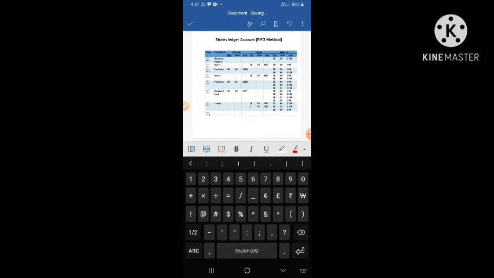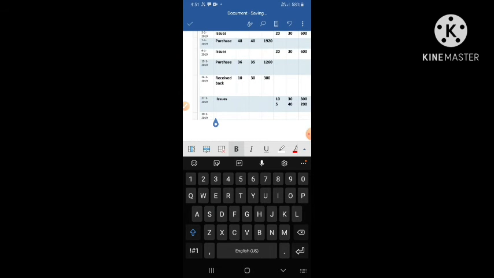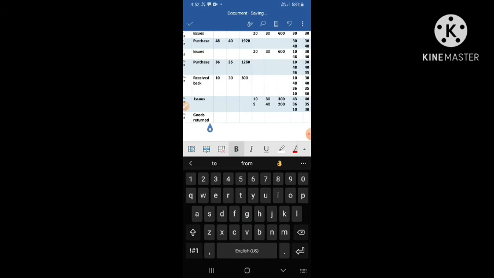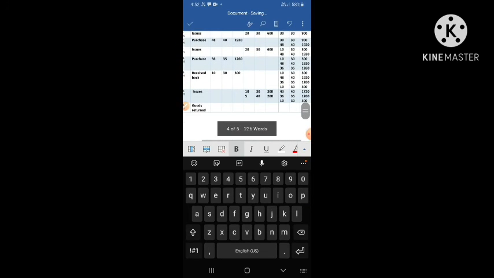So on 30 Jan 2019, goods returned, so we should treat purchase return as a sale, and show that in the issue column. So 6 units at rupees 35 per unit is equal to 210.